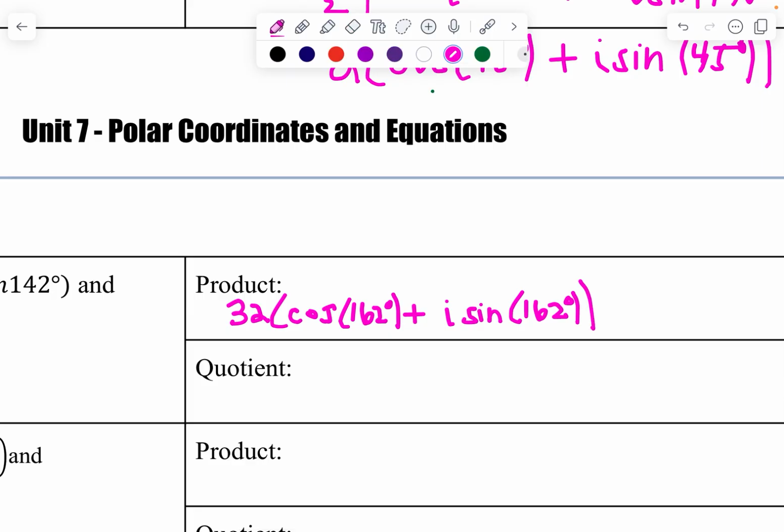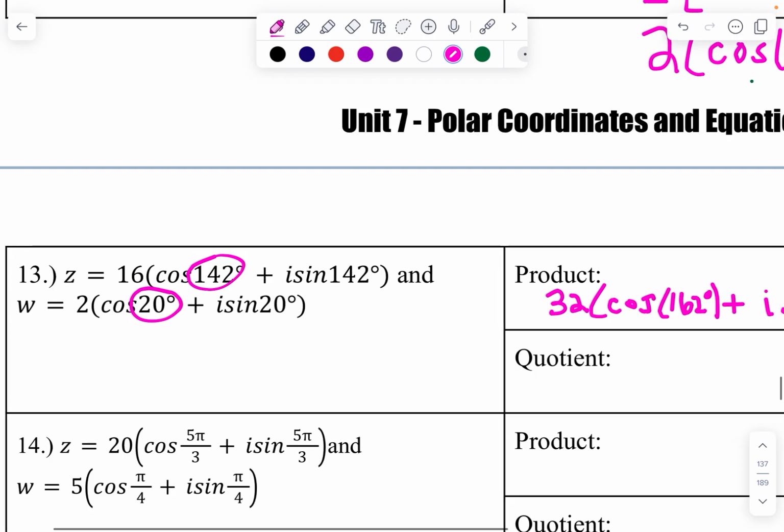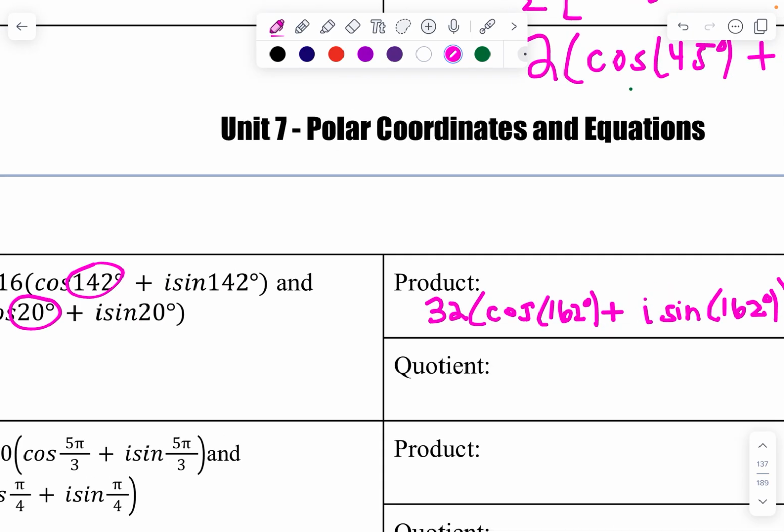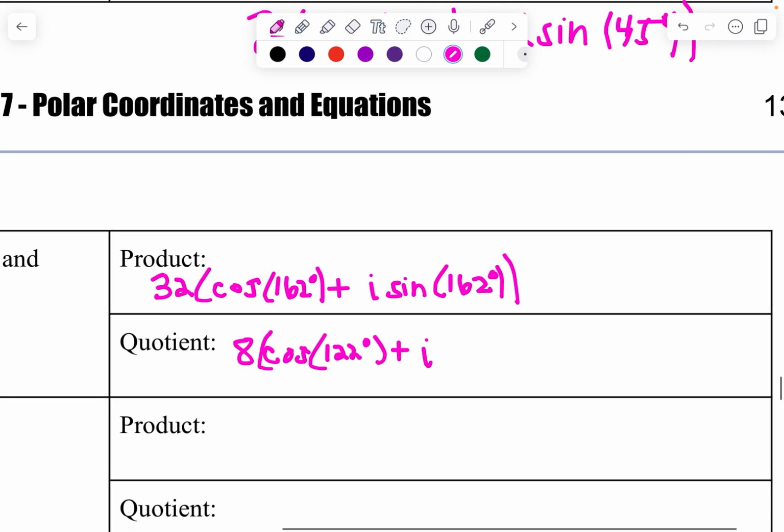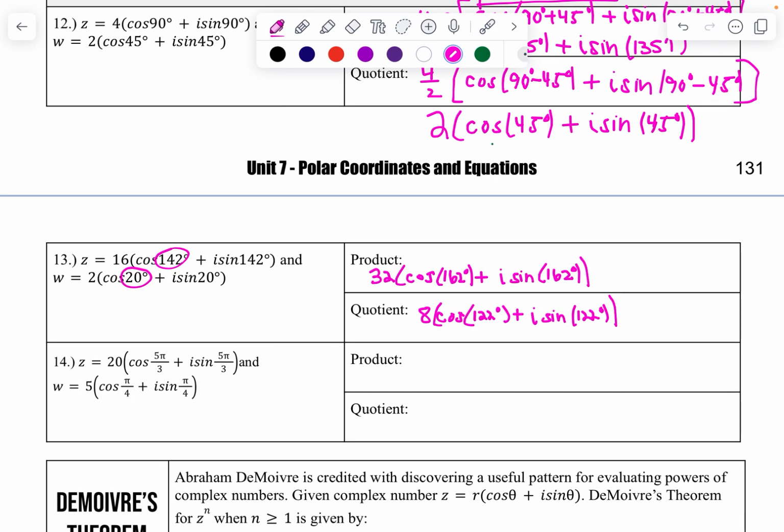If we want the quotient, we're going to divide 16 and 2. So 16 divided by 2 gives me 8, and I'm going to subtract 142 and 20, and so I'll get 122 degrees. And again, since they want it in polar trig form, we stop right there.